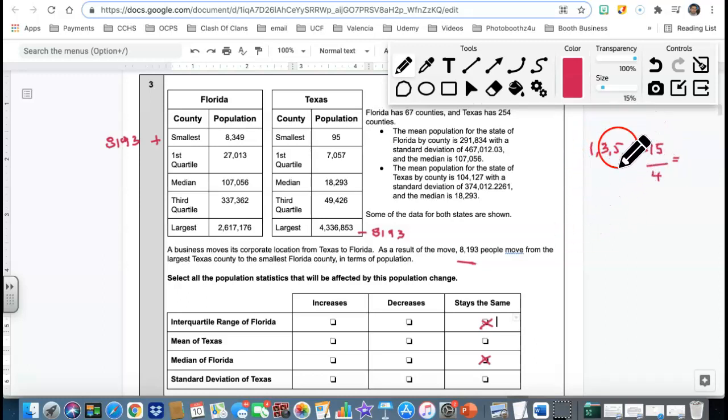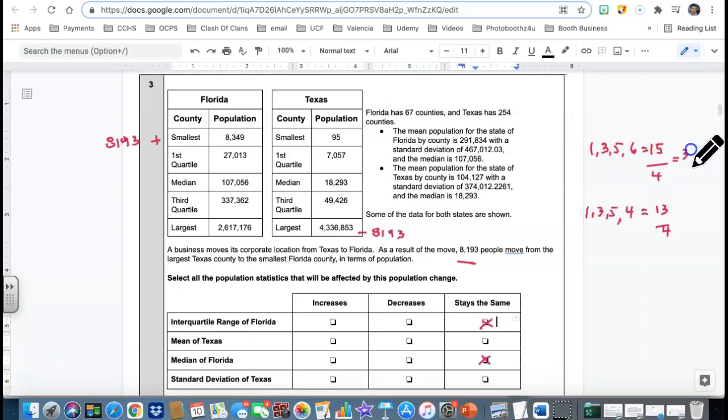Now, if I reduce the number of one of them, let's say that I still have the 1, 3, 5, but instead of the 6, let's say that decrease, like here, they subtracted 8,000 people. It doesn't matter how many people subtracted. It's just a matter of it went down. Okay, now how many people I have? 4, and 5 is 9, 13, divided by 4. So if I divide this by 4, let's get the calculator. 15 divided by 4, I get 3.75. Alright, so this is the mean, this is the average of these 4 numbers.